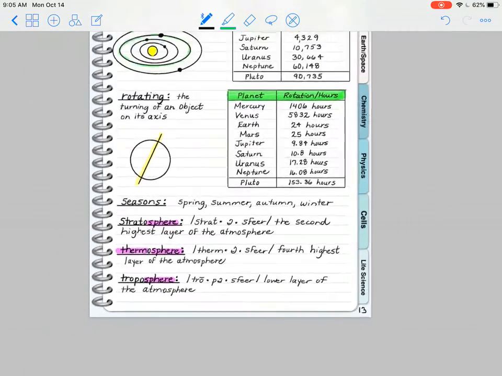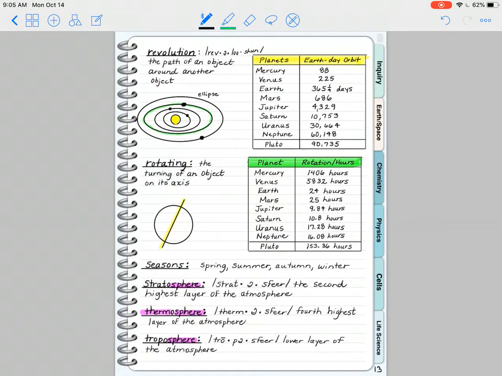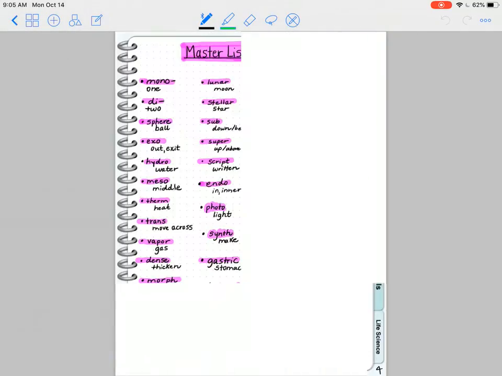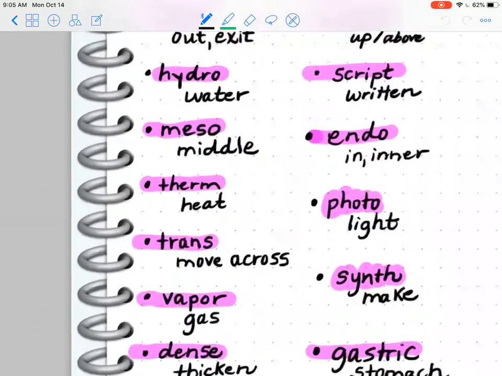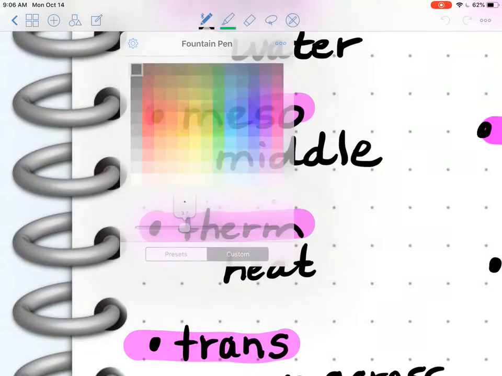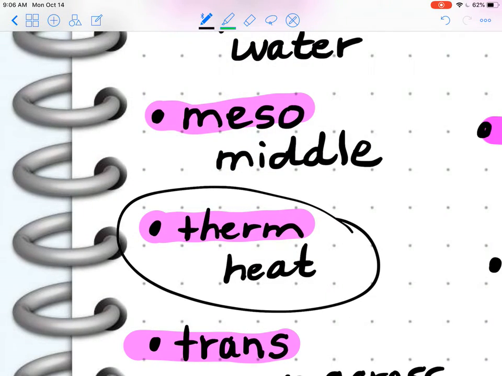Okay, let's go back to our morphemes. We already have sphere, but we need to add therm. So if you go back to that list of morphemes, and here is therm, right there. The Thermosphere. Therm means heat. So if you don't have that one already, go ahead and add that to your list of morphemes.